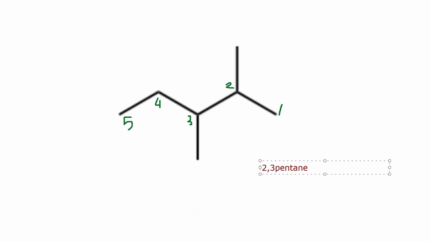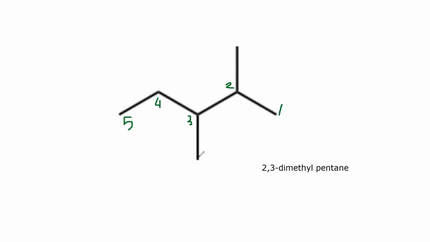We separate the numbers with a comma, then a dash to add the group. We separate the numbers from the letters by a hyphen. Separate the numbers from each other by commas. Separate the numbers from letters by hyphen. So it's 2,3-dimethylpentane. Pentane, the main chain name, comes at the end of the naming. And the first part is the branch. So this compound is 2,3-dimethylpentane. What if the branches are not identical?